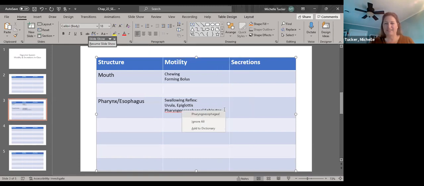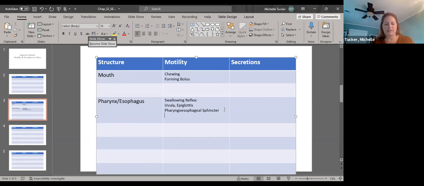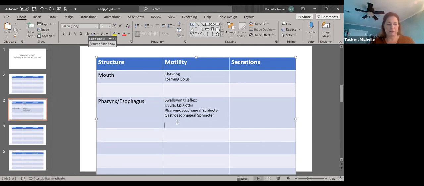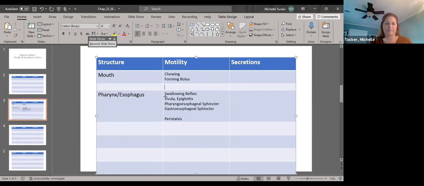I should just count on an auto spell check. And then the lower one is the gastro. And then the other movement that occurs in the esophagus is peristalsis. All right.